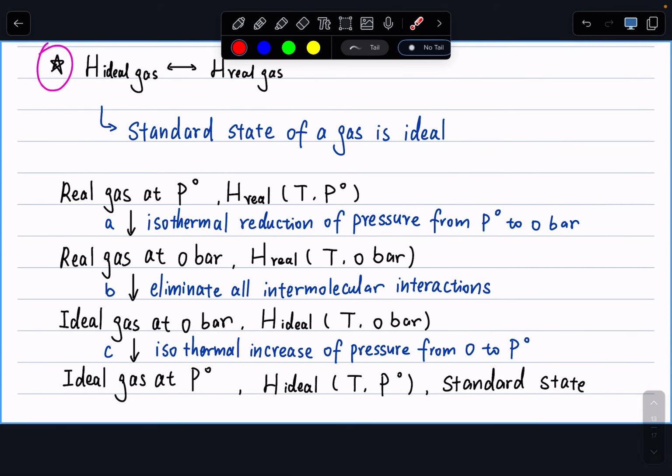Now we're ready to talk about the difference between a real gas and the ideal gas, and how to calculate the delta H for this process. So I'm going to keep this here just for your reference, but we'll solve it on the board together. Right. So in here, let's think about the process. What do we want? We want to know the difference between H of ideal gas and H of real gas.